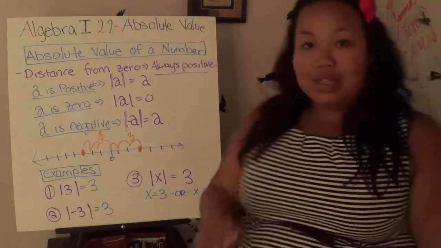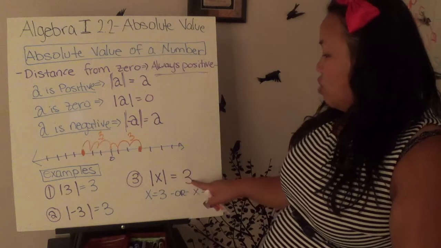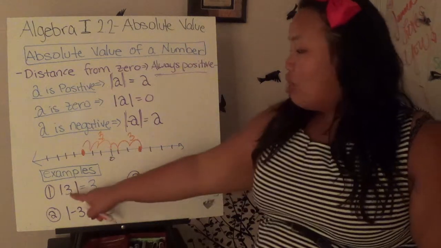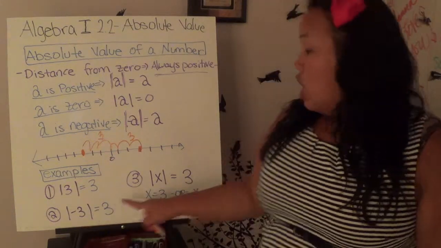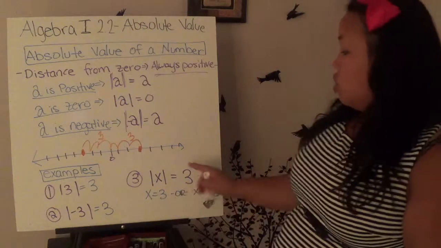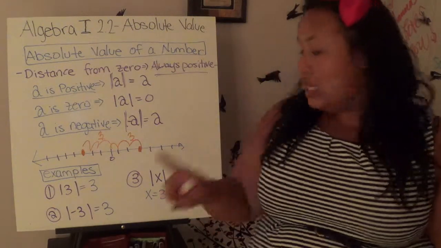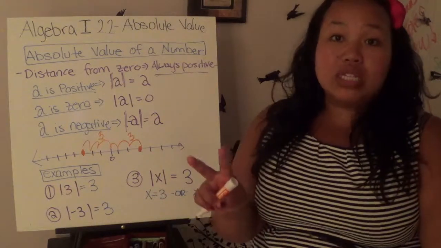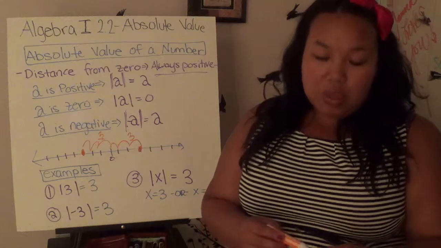Now, here's the thing. If I have a variable in here and it equals 3, well, I can have a 3 in here and it gives me 3, or I can have a negative 3 in here and it equals 3. So if I end up with the absolute value of x equals 3, then that means I have two answers. I can either have a 3 inside, or I can have a negative 3 inside, because the absolute value will still give me a positive. And we'll be able to use that in a little bit.